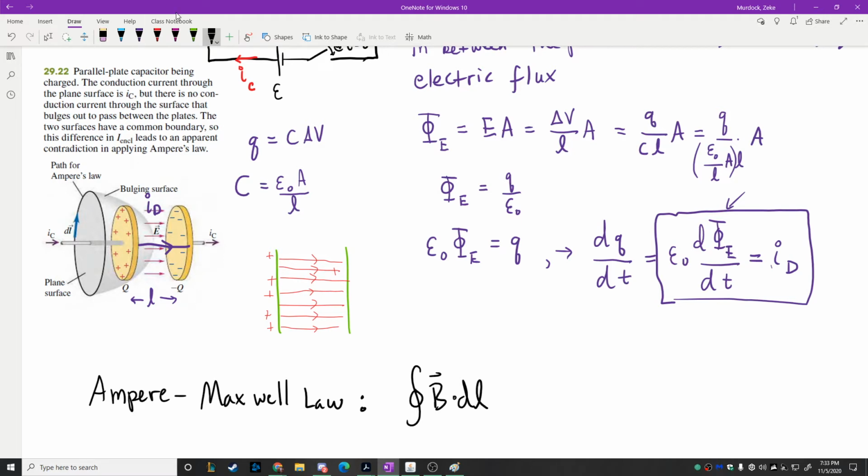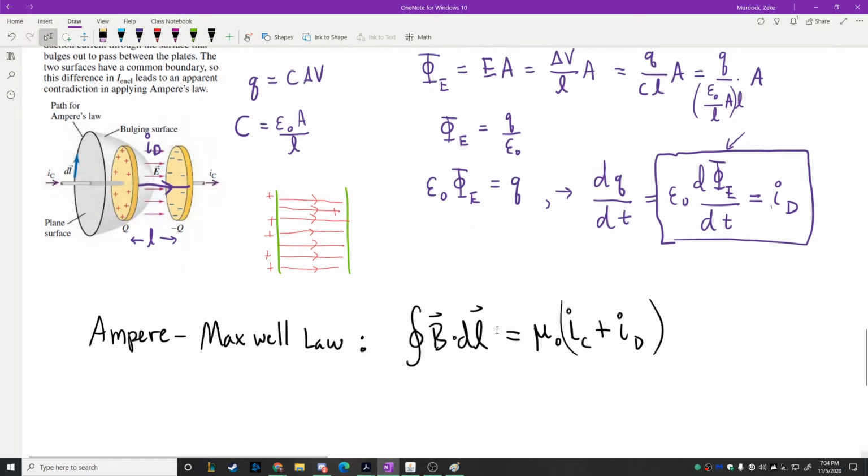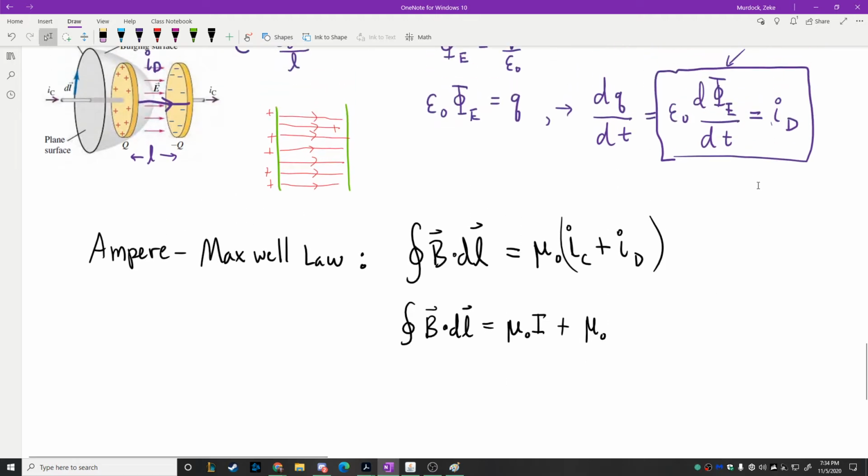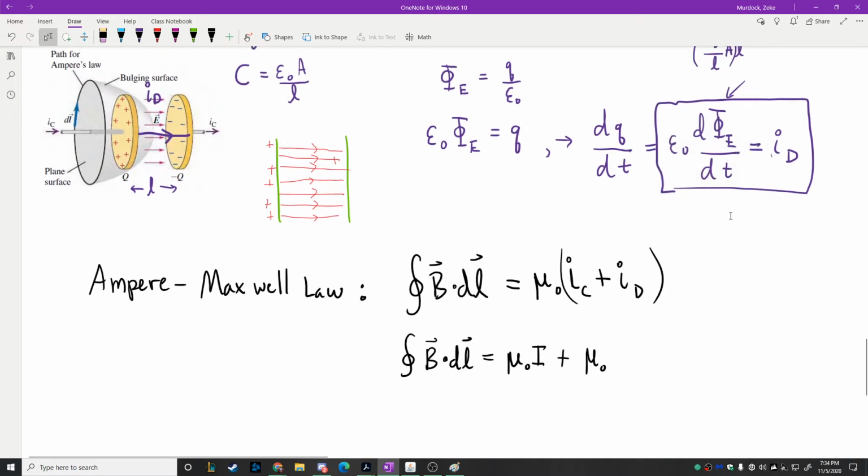Your book loves dl though, so if we do the integral of B dot dl over a closed path, it's going to be equal to mu naught multiplied by the... Now, we have to include conduction current, and we have to include displacement current. We have to include both of them. We can write this out completely then as the integral of B dot dl is equal to mu naught times I, which is just our normal current, what we define by current up till now, plus mu naught, and now I need to multiply by displacement current, epsilon naught times d phi dt.